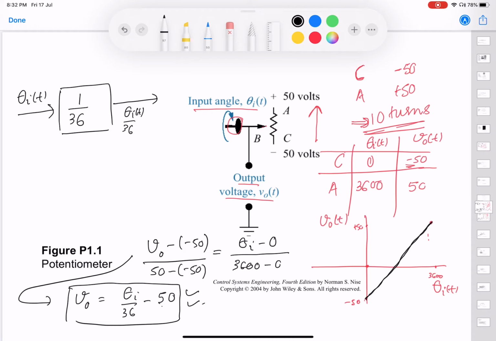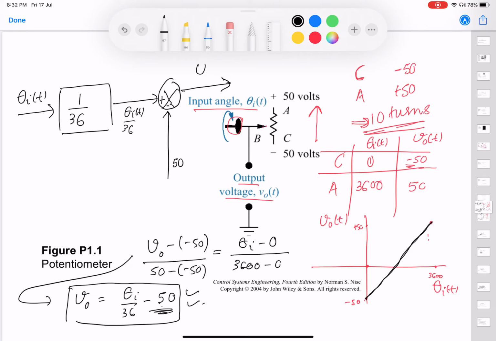And then this signal has to be subtracted, right? Minus 50 has to be subtracted from it. So you put a summing junction here, plus minus, and subtract, say for example, a signal whose value is equal to 50 volts. It's a constant 50 volt signal that you're having here. And what you're getting out from the summing junction is now theta i(t) by 36 minus 50.